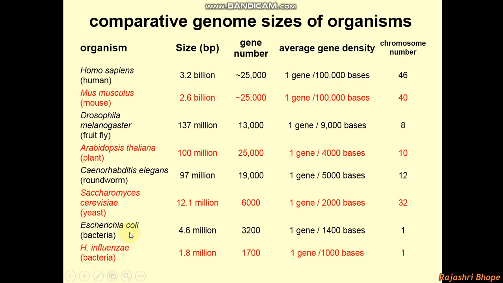Here we will take the example of Escherichia coli because this is a model organism. The size of the genome is 4.6 times 10 raised to 6 base pairs. 3,200 genes are present, and gene density is one gene per 1400 base pairs. It has a single chromosome.